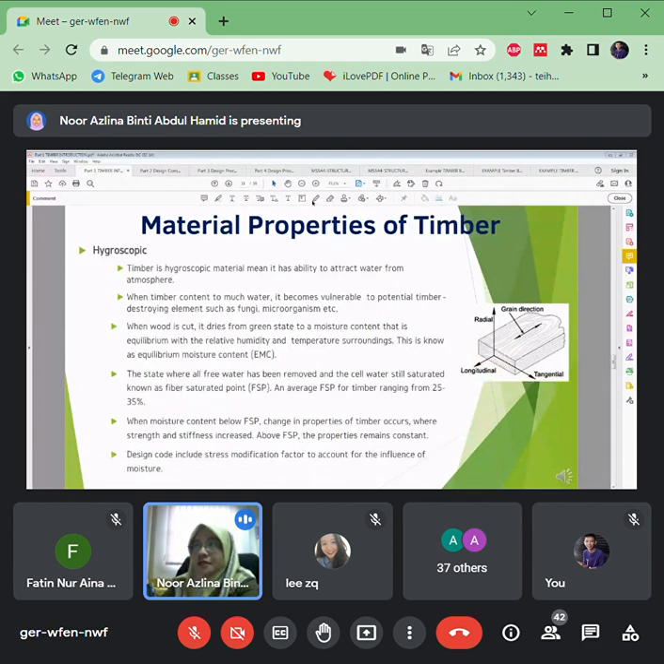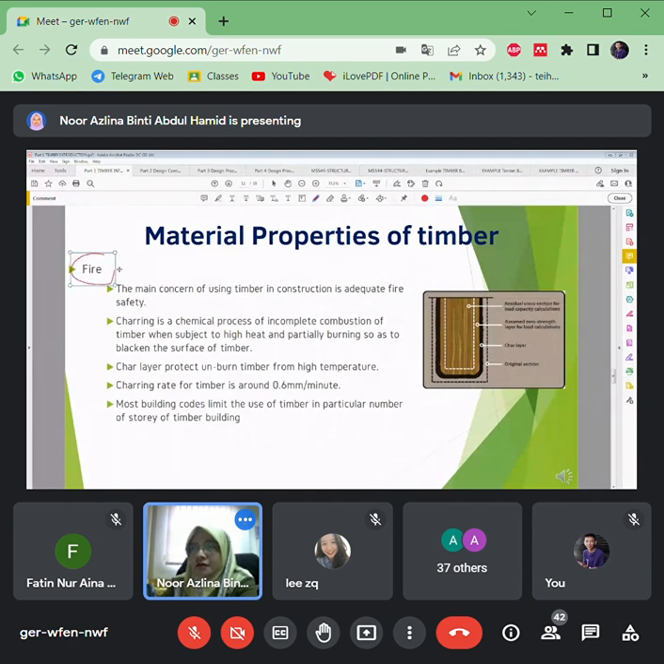Okay, then hygroscopic. So it means ability to attract water from the atmosphere. As we know that timber has conditions, whether it is high moisture content or low moisture content. So it depends on the type or species of that timber, how it can absorb all the water. Okay, which is this moisture content will affect the strength of the timber.